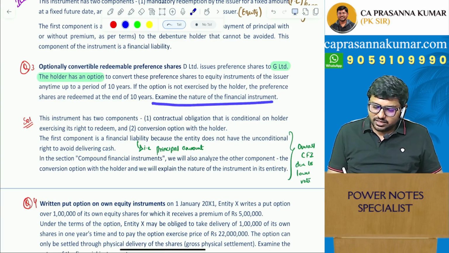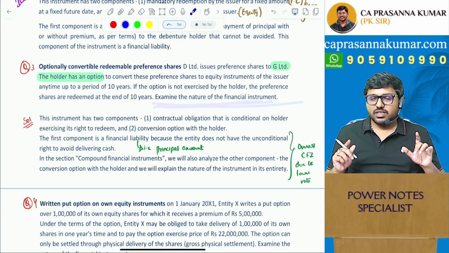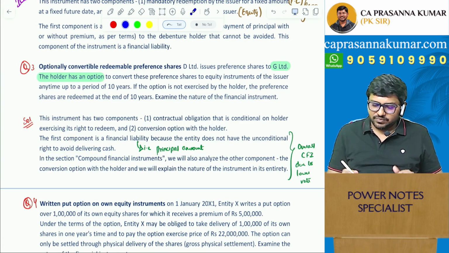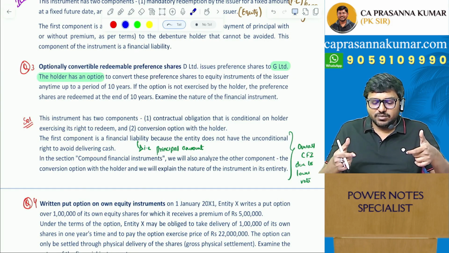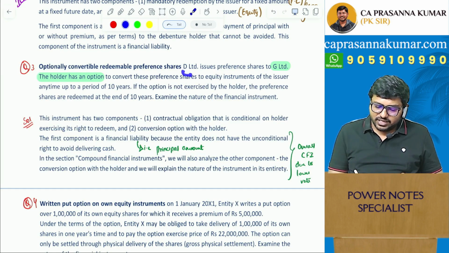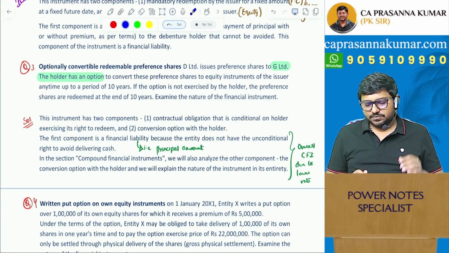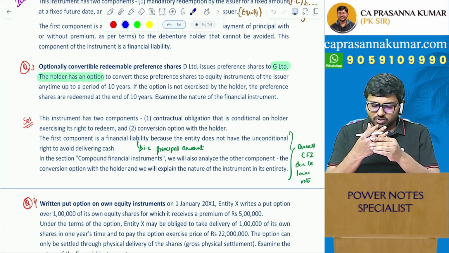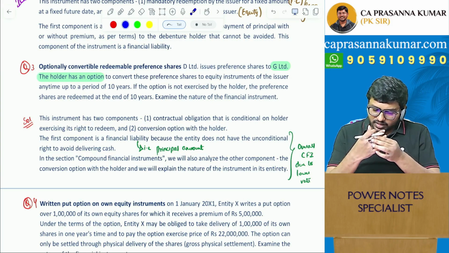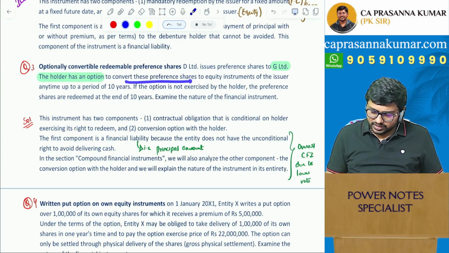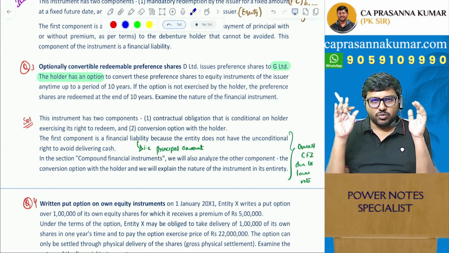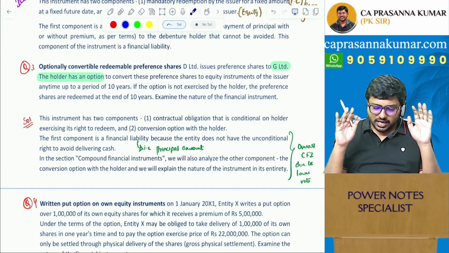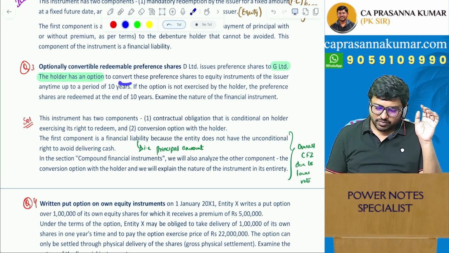Now, examine the nature of the financial instrument means first of all, from whose perspective you have to examine. We started with D Limited, right? So therefore, we need to analyze this from D Limited's perspective. Now, from D Limited's perspective, you tell me one thing. I gave preference shares. Okay. Now, did he talk about the preference dividend over here? Nowhere has he talked about preference dividend. So we don't know about that. The question is silent. He has talked only about the conversion part.